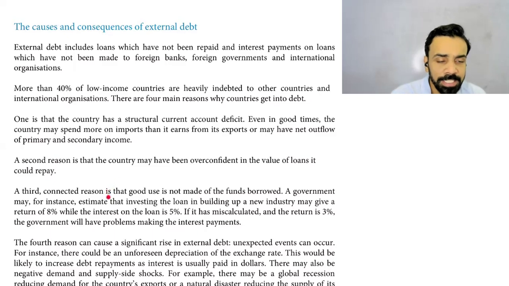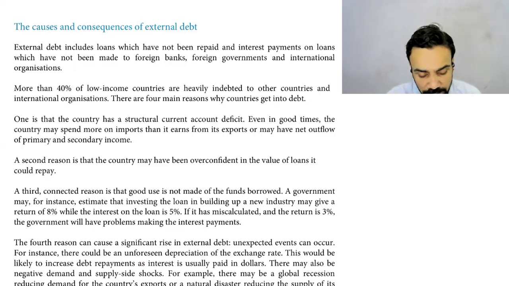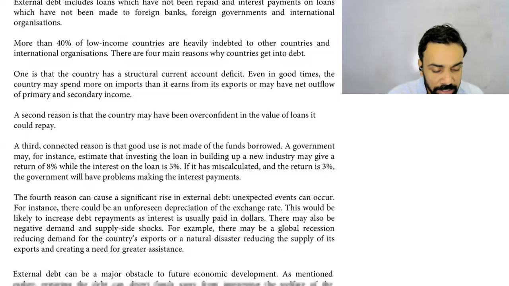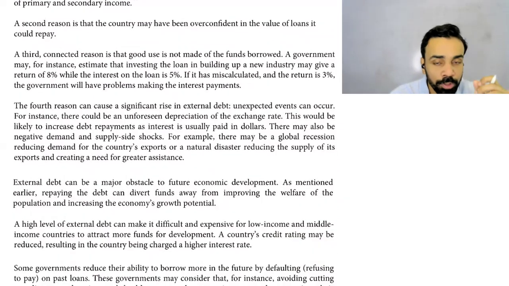Okay. Third is that the money that they borrowed, they did not invest that money in the right places. Interest that they have to pay is more than the project return, and it turns out that the country is not doing so well in that case. Then the fourth reason is that some unforeseeable event happens, like COVID came, and then the country needs to borrow an exorbitant amount of money and now they face a lot of trouble as a result of that.